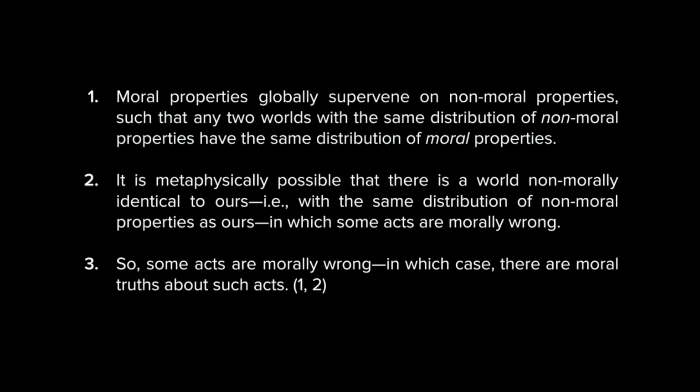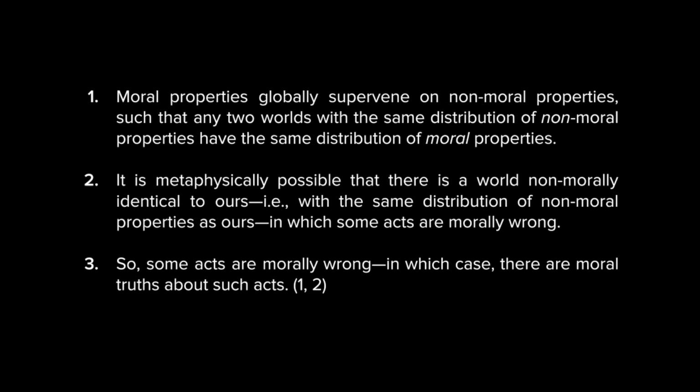And for those who think that the truth value of moral claims is dependent on stances, we can actually run the argument against people who hold that view. We could say it's metaphysically possible that there is a world non-morally identical to ours, in which some acts are stance-independently morally wrong. And from those, you're going to be able to get that some acts are stance-independently morally wrong, in which case there are stance-independent moral truths about such acts. That would take us a little bit into the weeds because that assumes that stance-independent moral wrongness is itself a moral property. I think that's plausible, but that would get us too much into the weeds. So we're just going to stick with the formulation as it is on the screen.